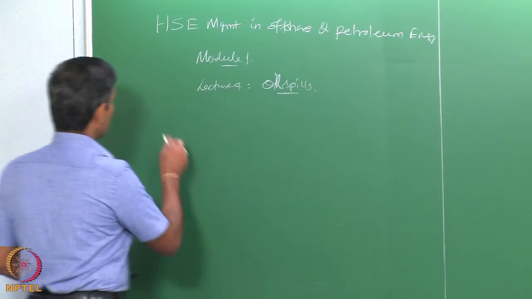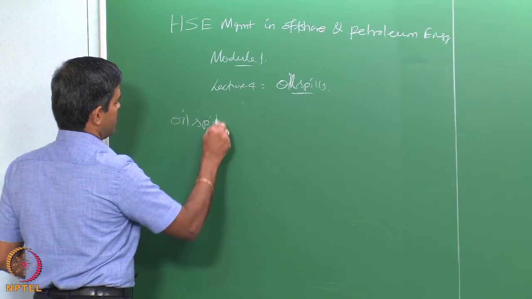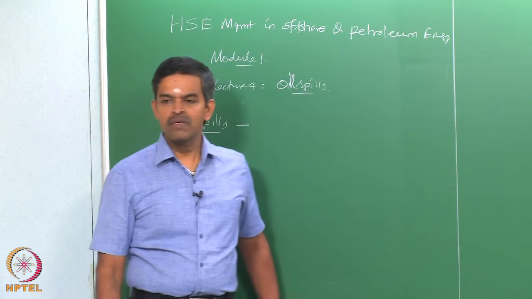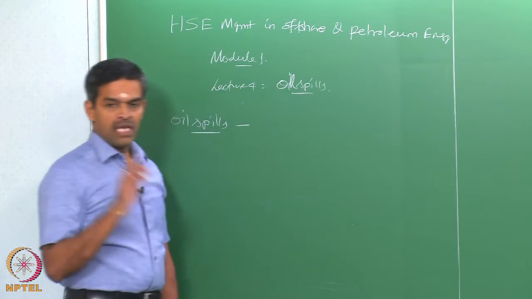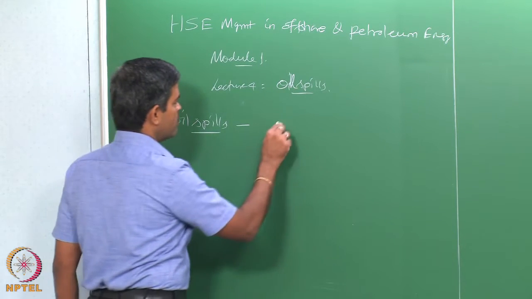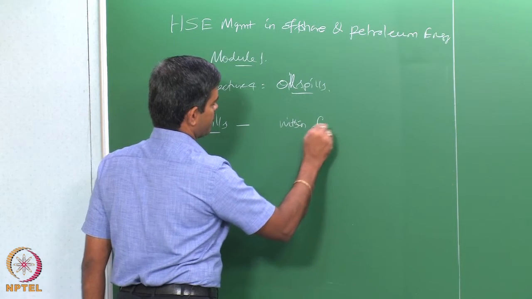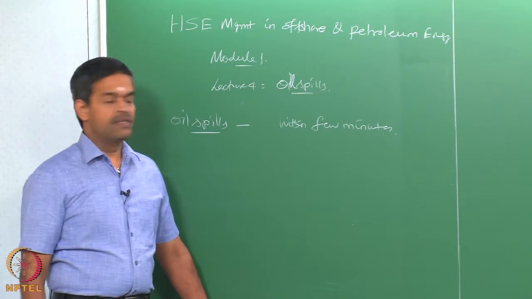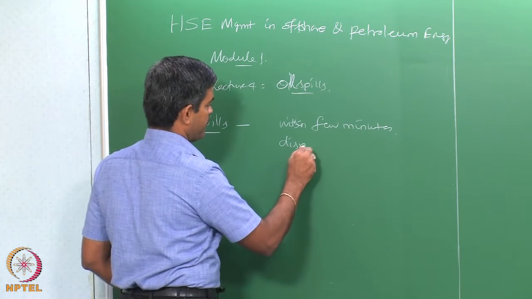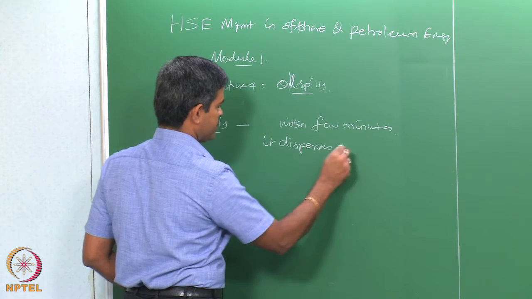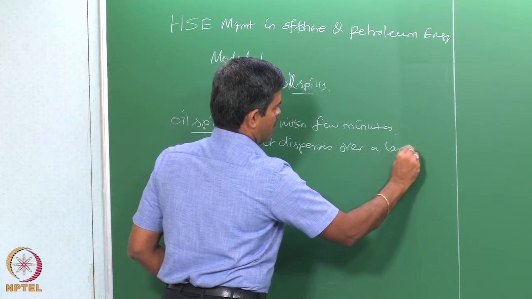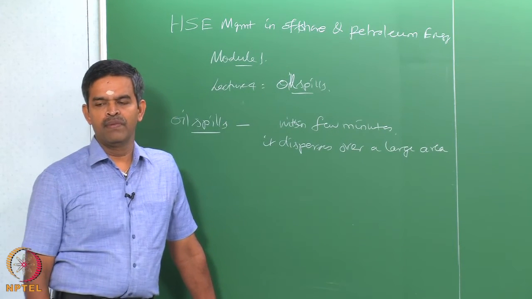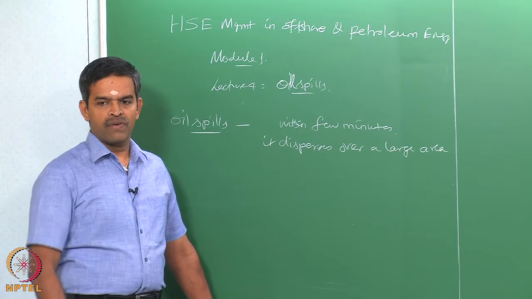Now, the special feature of an oil spill, whether it occurred because of accidents or because of leakage in the pipeline or whatever may be the reason, the main demerit of an oil spill is that within few minutes of its occurrence, it disperses over a large area. It means the spread of an oil spill on a free surface is very fast.